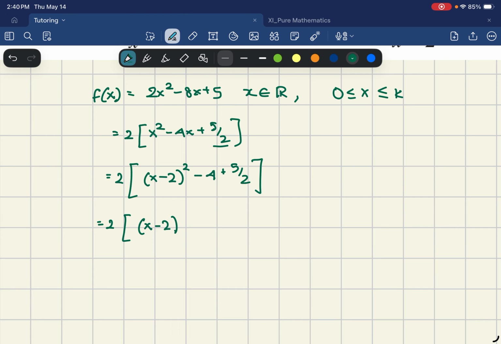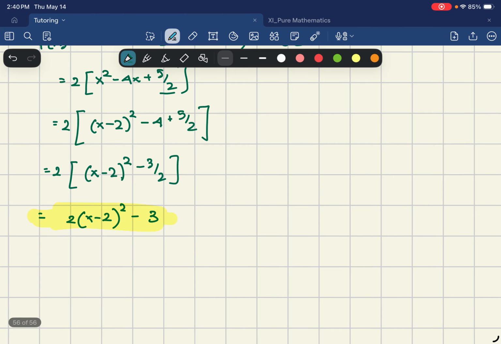So (x - 2)², and then minus 8/2 plus 5/2, that is minus 3/2, I believe. And if you finish, you get 2(x - 2)² - 3. So that is your solution to part A. Now we want to visualize the graph.